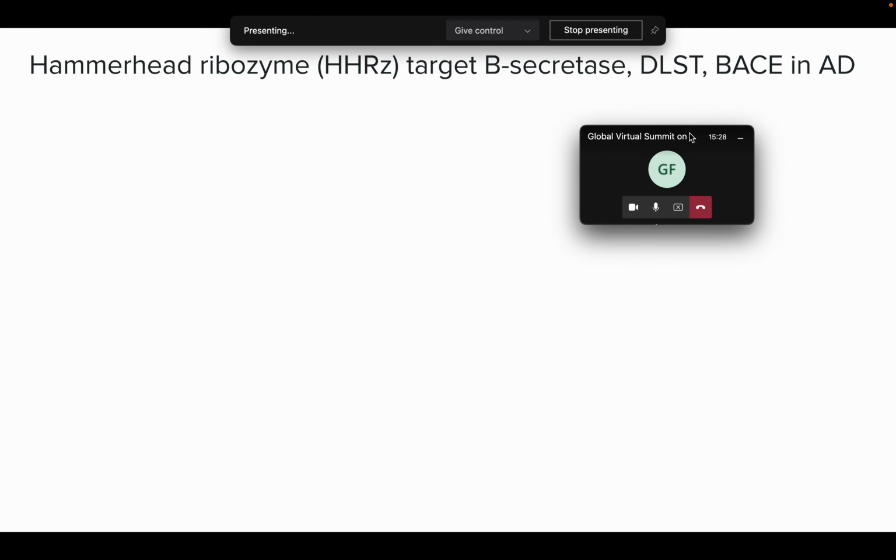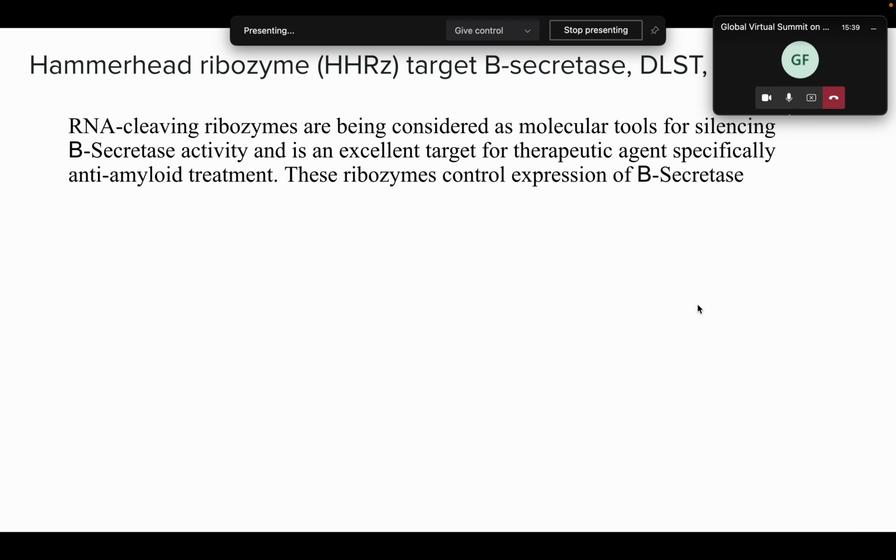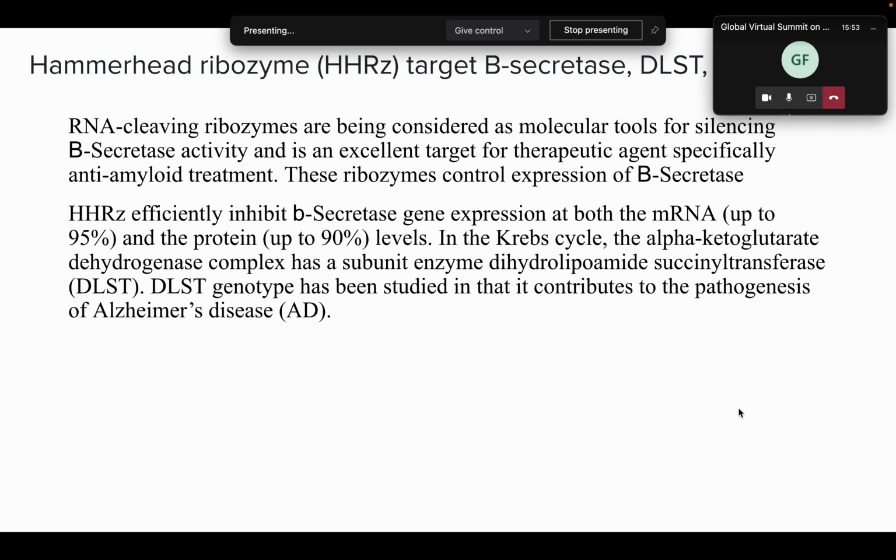So now we'll move to the hammerhead ribozyme, the same type of ribozyme that targets beta secretase, DLST, and BACE in Alzheimer's disease. The RNA-cleaving ribozymes are molecular tools for silencing beta secretase activity. So it's an excellent therapeutic target or agent specifically for anti-amyloid treatment. These ribozymes control the expression of beta secretase. This ribozyme efficiently inhibits beta secretase gene expression at both the mRNA level, up to 95%, and the protein level, up to 90%.